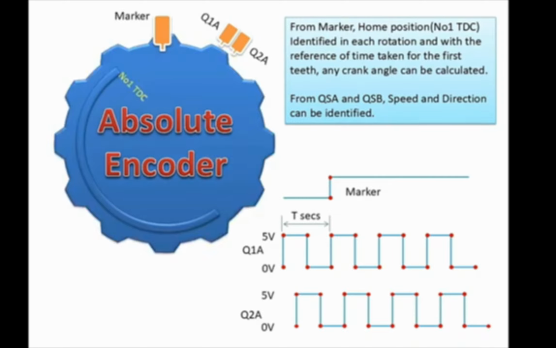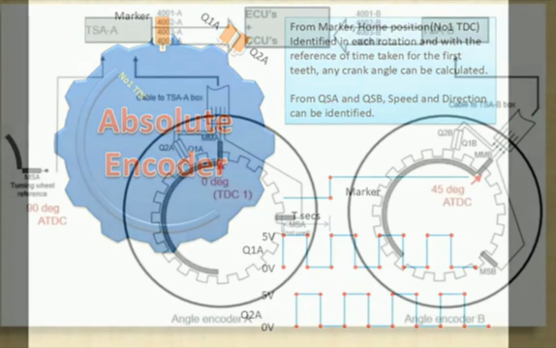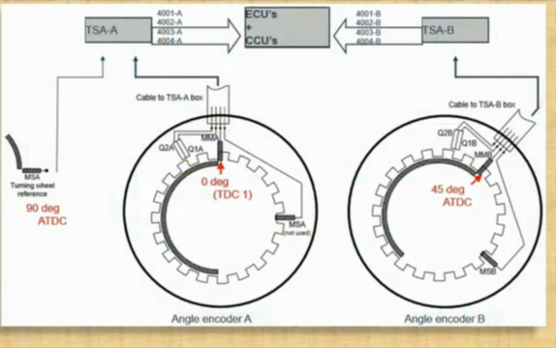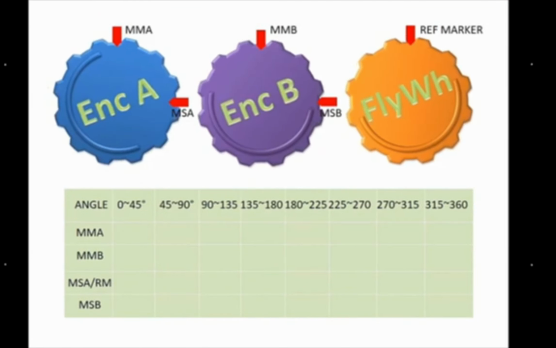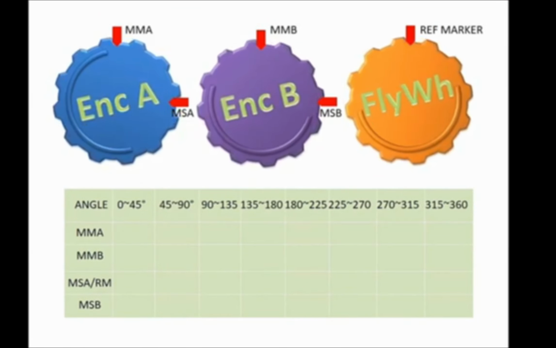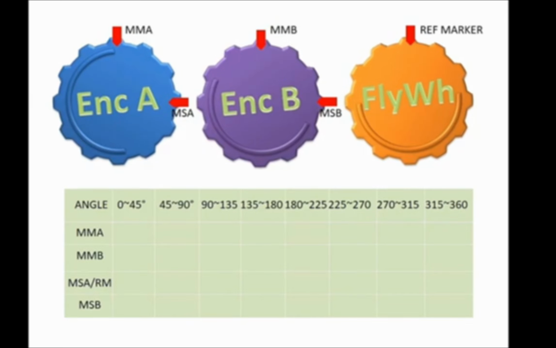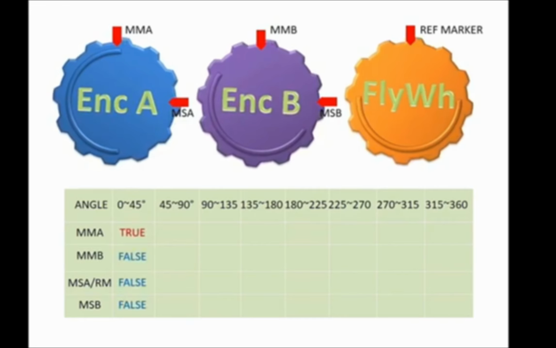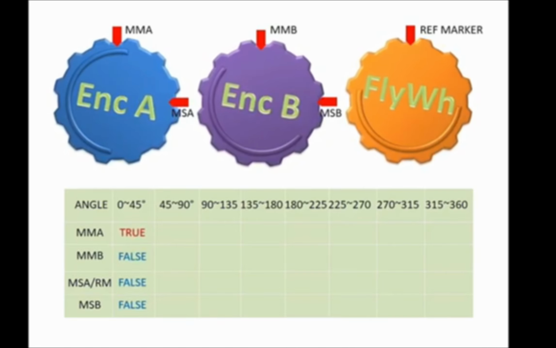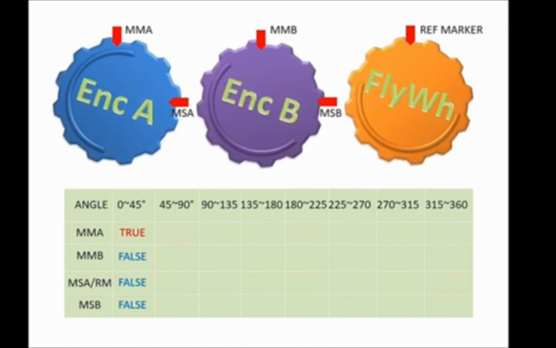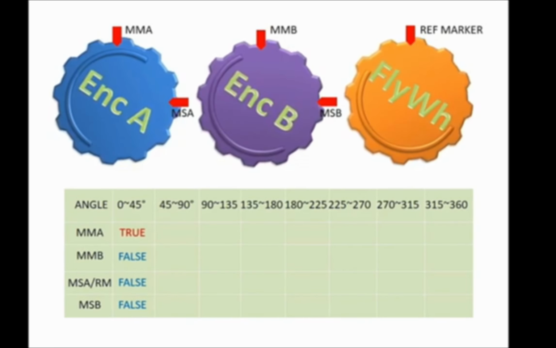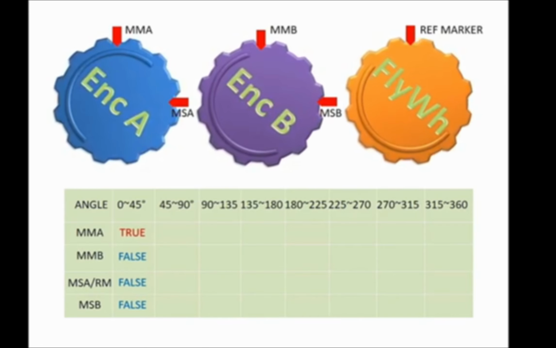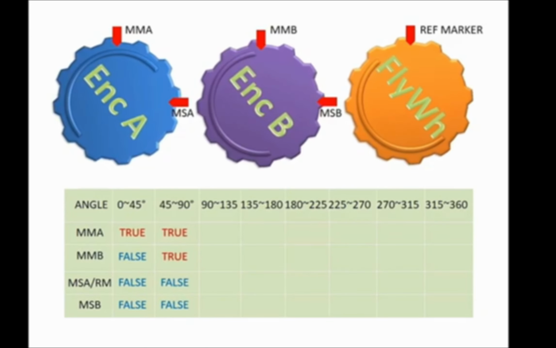Next we will discuss why the marker ring is given 180 degree and also 45 degree and 90 degree offset from number 1 TDC. The reason behind this is that when the power is switched on after a power shutdown or anything, the system should understand which angle position the engine is currently at, to achieve the starting position for the electronic system. So for achieving that we are giving this 45 degree.